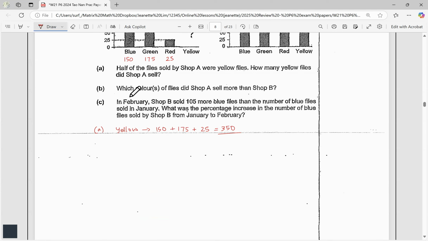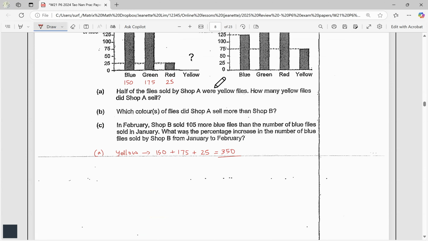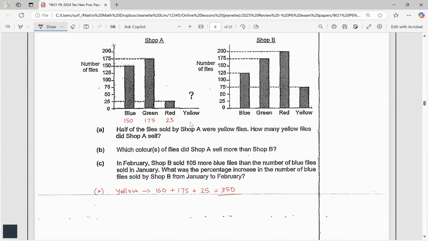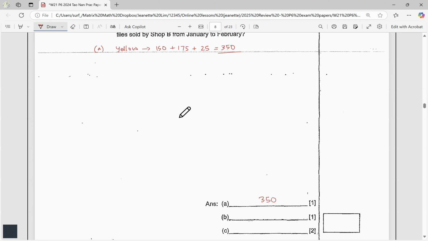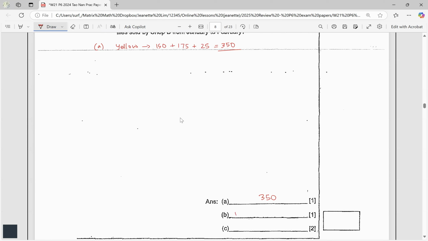Then for part B, which color of files did A sell more than B? Okay, let's look at B. B is 125, and green 175, red 200, yellow is 75. Which one is more for A than B? Blue, yes. Green, no. Red, no. Yellow is 350, so yes. So it's blue and yellow. Okay, so for part B, there are two answers: blue and yellow.